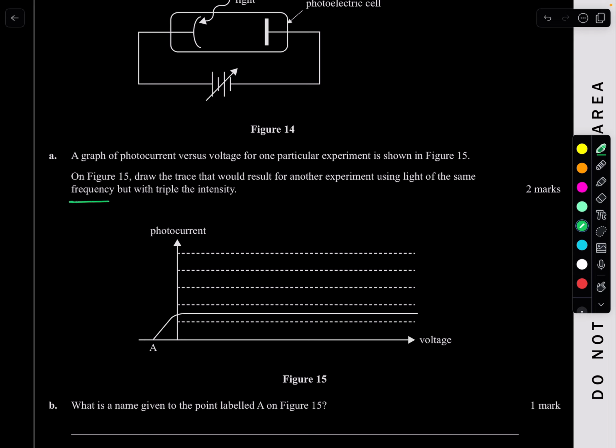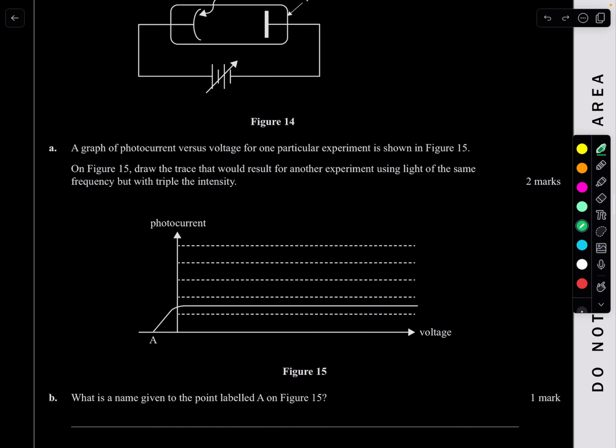So remember, frequency affects the stopping voltage. Intensity affects the photocurrent. So if you triple the intensity, you're basically tripling this. Let's estimate how this graph would look. Basically this here I would estimate to be 1.5, and now just triple it. So what's 1.5 times 3? It's 4.5. So it's going to be 1, 2, 3, 4, around here basically.